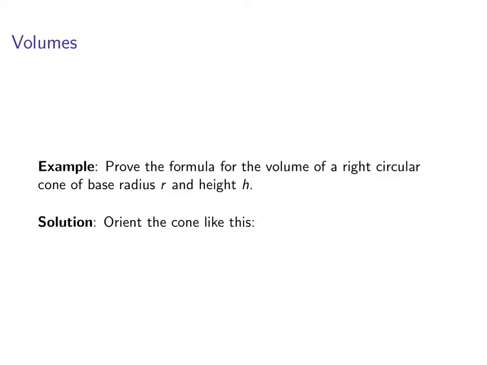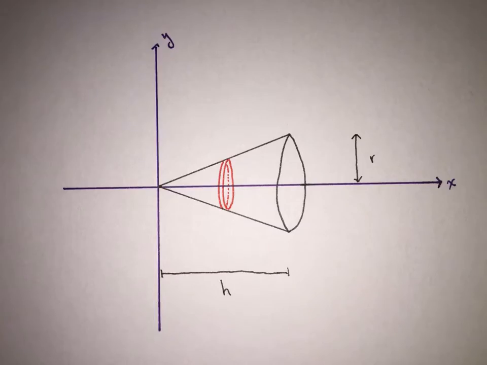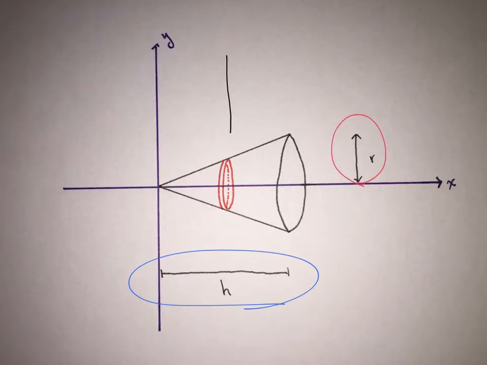Of course, a cone is not a cylinder, so we're not going to be able to just apply our cylinder formula. Let's go ahead and orient the cone like this. So I'm tilting it on its side. So the height is here, the base radius is here. The cone is going to get sliced perpendicular to the x-axis. So what I'm pointing to there is a slice of the cone.